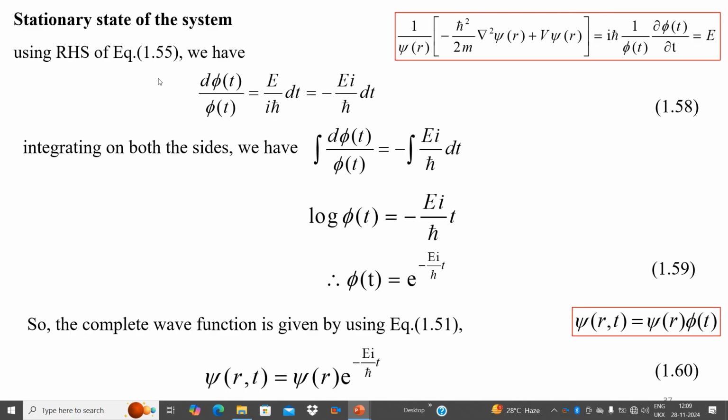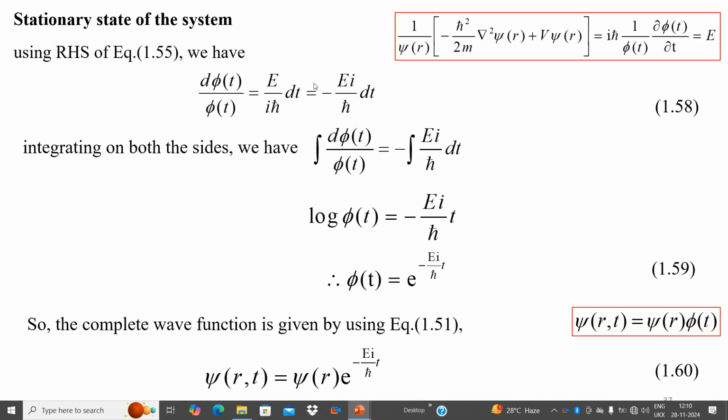Now one small subdivision is there, the stationary state of a system, and we know this equation very well. Now just take the right hand side term. So you have iħ times 1 by φ(t) dφ(t) by dt, which is equal to E. You bring this iħ to the right hand side and dt to the right hand side. We will get this equation 1.58.